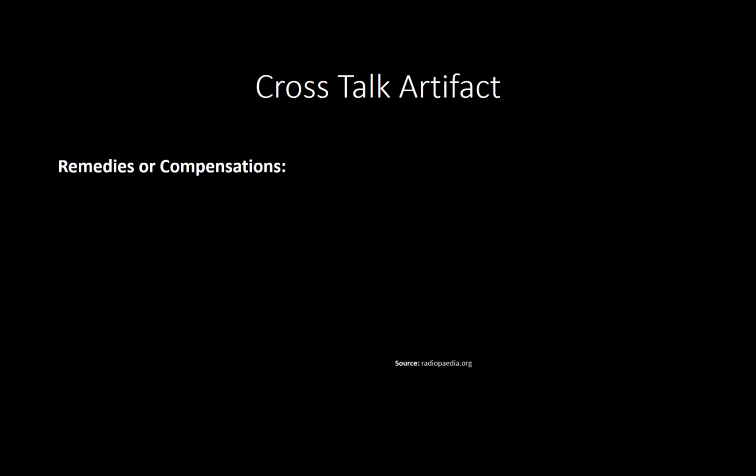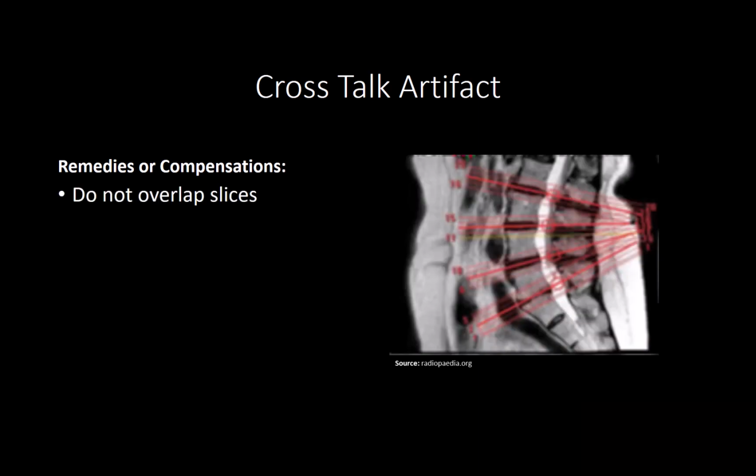Remedies or compensations for crosstalk artifact. There really are no remedies or compensation, simply just do not overlap the slices or have the slices intersect. Make sure you're angling the slices, and if they do intersect slightly, make sure it's not within the region of interest. Sometimes as you're setting up axial slices for the L spine, where you have a very large curvature at the L5-S1 junction, most technologists usually use a two-step process of acquiring the slices.